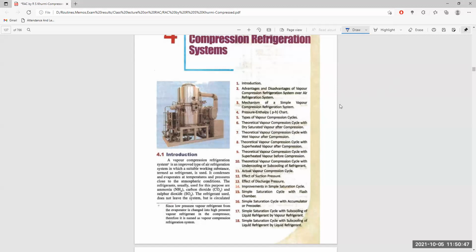first of all, let us start the vapor compression refrigeration system. In our air refrigeration system, we use air as refrigerant. But here we'll use sulfur dioxide, SO2, ammonia, NH3, carbon dioxide, and so many different refrigerants are also there. Mainly different hydrocarbon refrigerants.